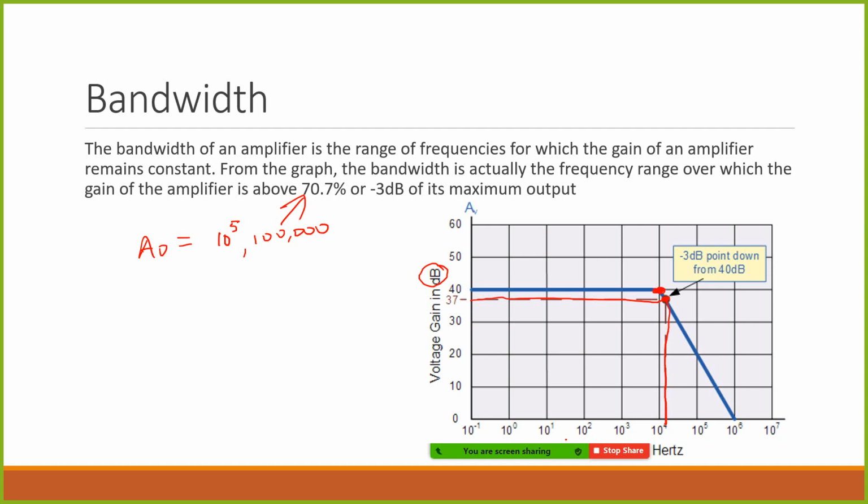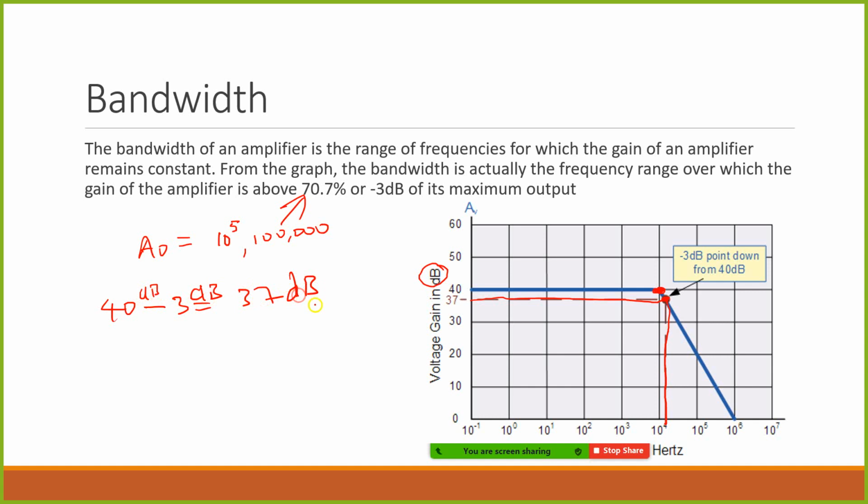But to be accurate and to find the bandwidth, mainly we subtract 3 dB from 40. So if my maximum gain is 40, to find the gain that corresponds to my bandwidth, I subtract 3 decibels from the 40 decibels, and I'm going to get 37 decibels.